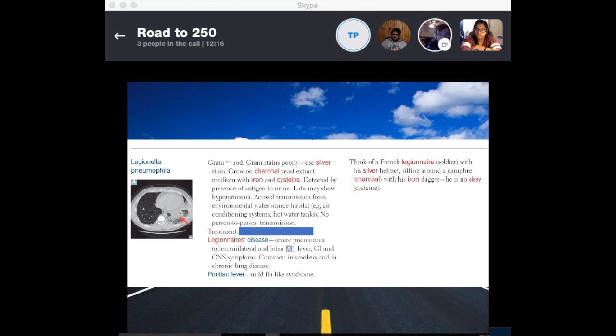Fluoroquinolone, aminoglycoside, macrolide. Macrolide and quinolones, right. So wait, because these guys stain poorly, that means that their cell walls and cell membranes are not the typical ones, so we need an atypical drug. Just a penicillin won't work.